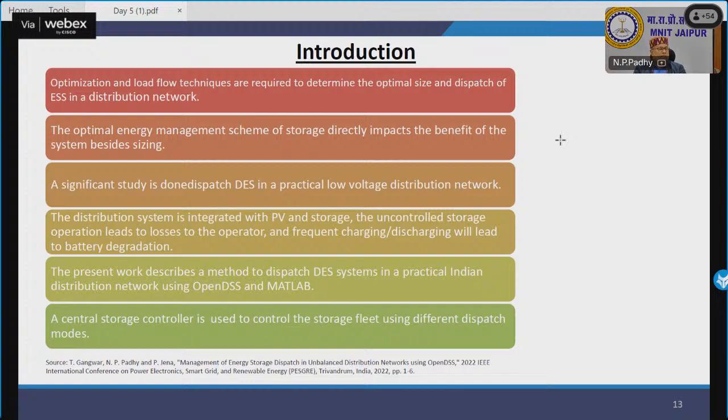Right. So whatever you do, first of all, you need to know what is the size and where it is to be located. The optimal energy management scheme of storage directly impacts the benefit of the system besides size. A significant study is done based on the DS dispatch in a practical low voltage distribution network, because this is a unique case study where you all have interest.